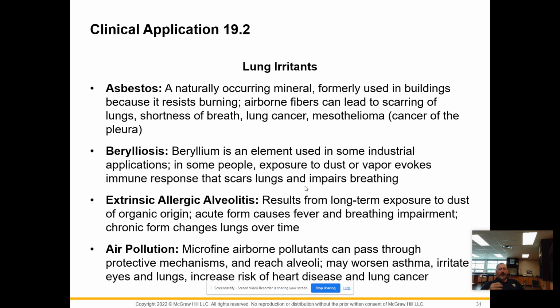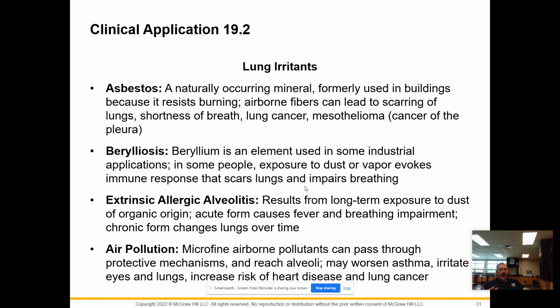Berylliosis is referring to the element beryllium. So this is used in some industrial applications. Some people, when you're exposed to this dust or vapor, it's going to evoke an immune response and scar the lungs and impair breathing. All right, extrinsic allergic alveolitis. This is long-term exposure to dust of organic origin. So this is you breathing in, staying at your factory, breathing in this horrible air. This can cause acute fever, breathing impairments, and chronic changes to your lungs over time.